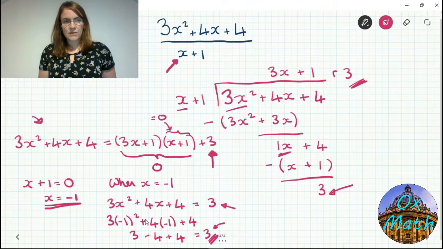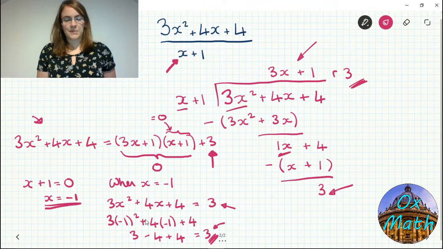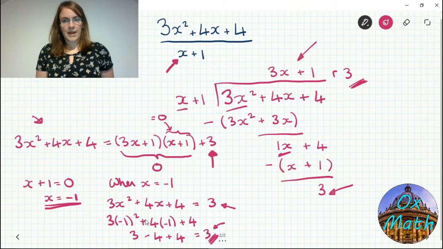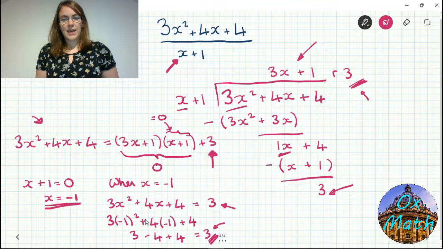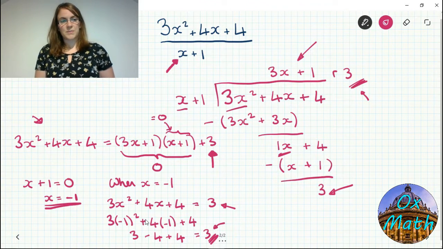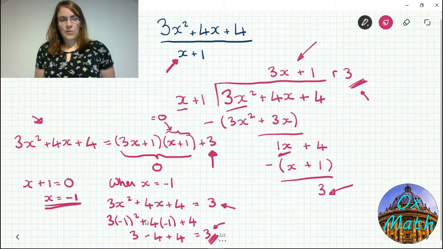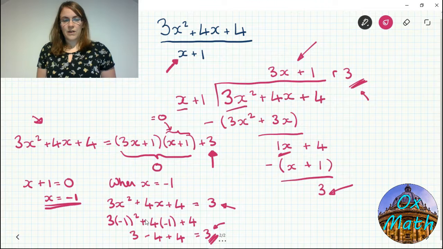This is really useful if we don't particularly care about the quotient, the 3x plus 1, but we need to know what our remainder is. It's also useful going the other way. If you have ever done synthetic division, you can use synthetic division to get your remainder, and that would give you the answer for a certain substitution, and sometimes that's easier than doing the substitution itself. It also leads on to the factor theorem, which is very useful for factorising, and we'll look at that in a minute. But let's just generalise this a little bit first.